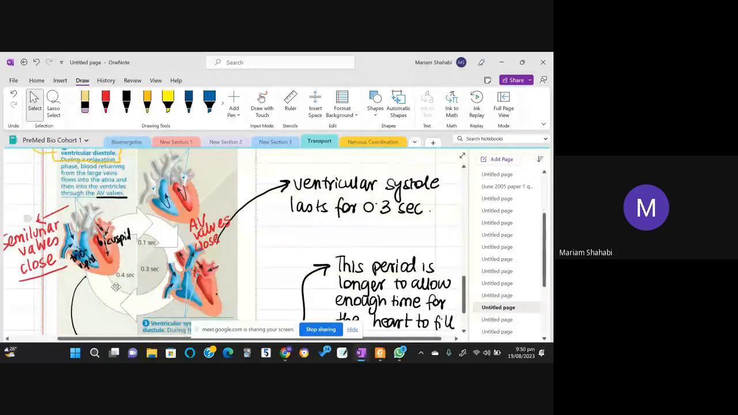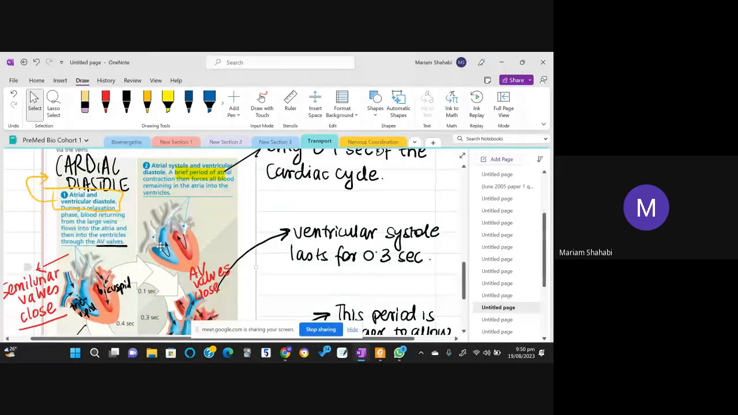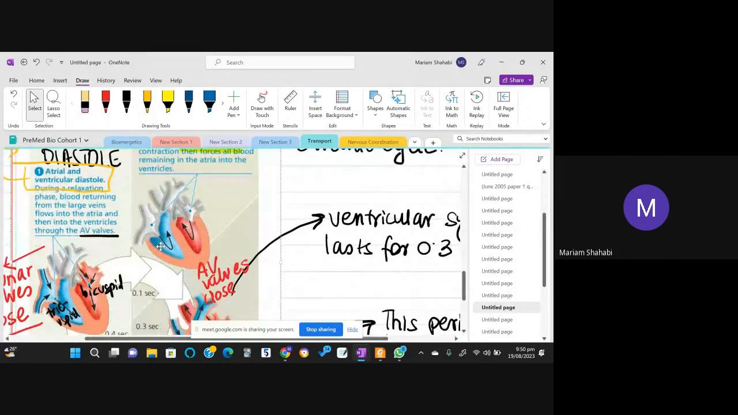This is a long phase. You can see that for one half of the cardiac cycle the heart is actually relaxed, no contraction at all. 0.4 seconds के बाद you will have one contraction. Atria contract करेगा and the ventricles are relaxed.